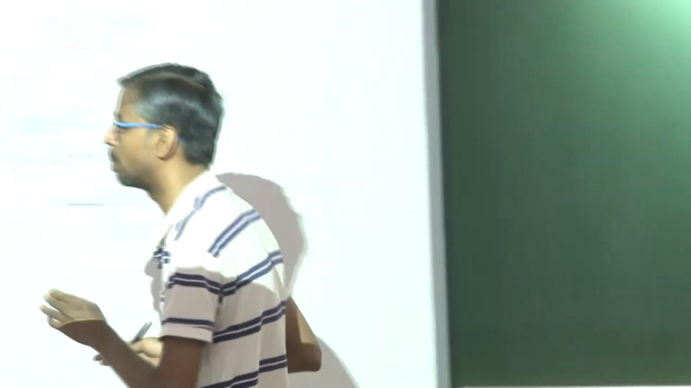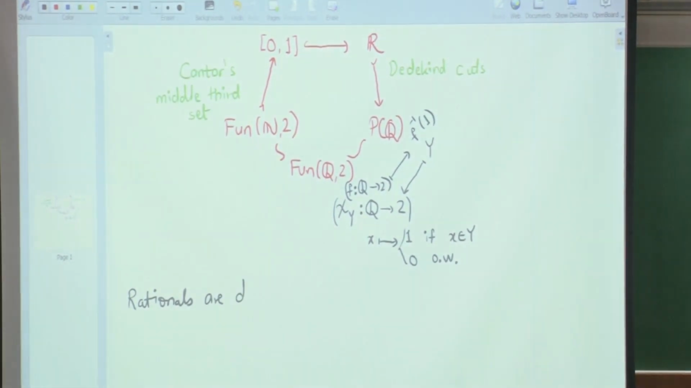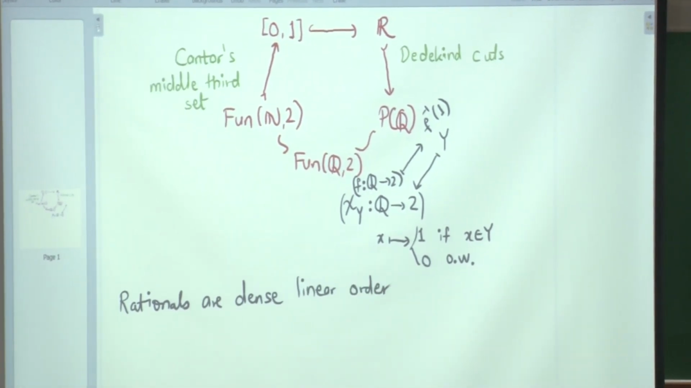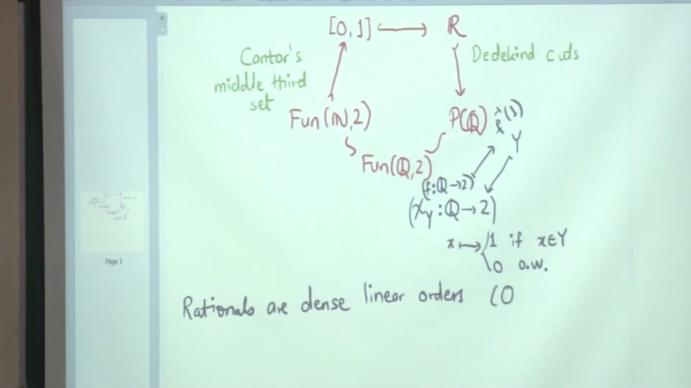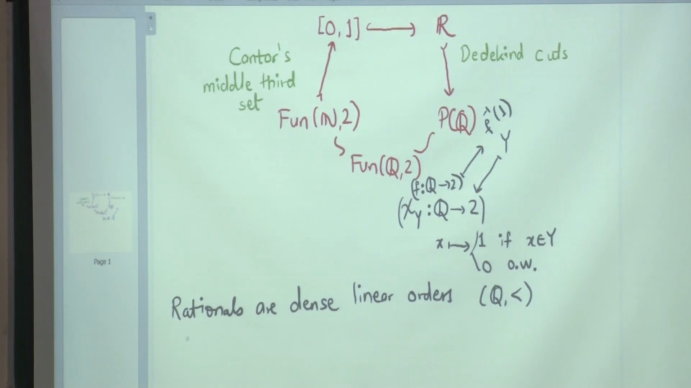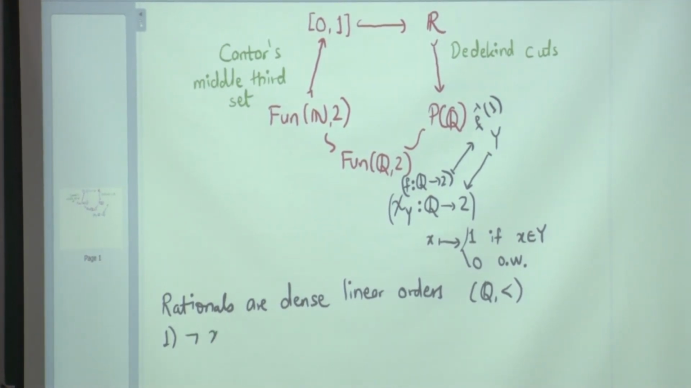So let us write down that property first. Rationals are dense linear orders. Let us quickly recall what linear order means. Here I am talking about rationals with the less than relationship. So first, what are the properties of this strictly less than relationship? Can an element be related to itself? No. So the negation of x less than x.